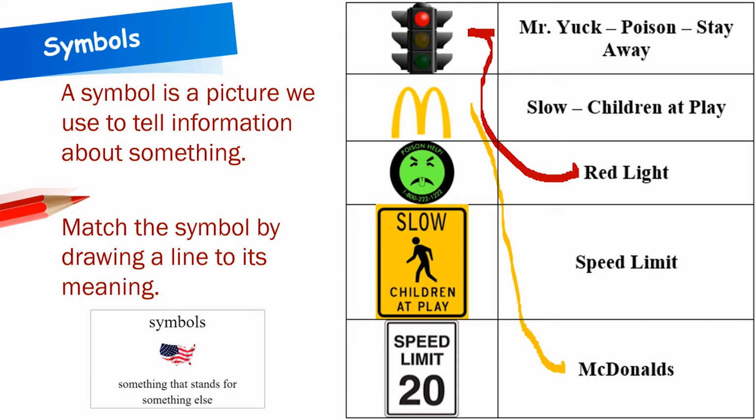This third symbol is really important. It's green and it looks like it has a face on it. It looks like the face is not very happy. Have you ever seen this symbol before? This is the symbol for Mr. Yuck. Mr. Yuck is a warning for boys and girls. It means that whenever you see this symbol and whatever it's on, it is not good to eat and it can hurt us. It means stay away.